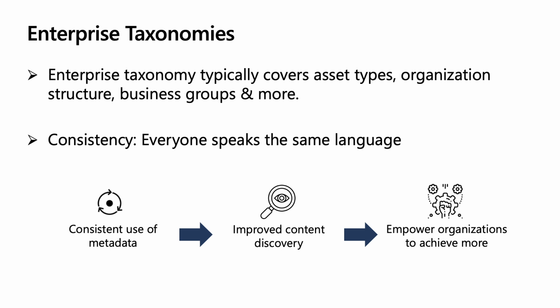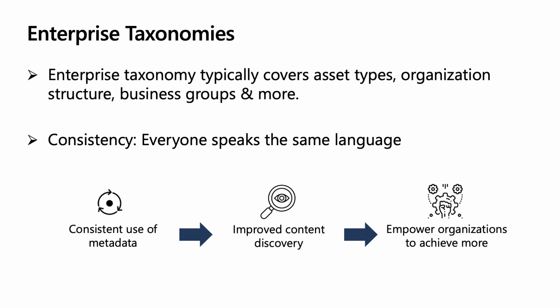If your metadata is consistent and everyone refers to the same concepts with the same names, it improves the findability and discoverability of your content. You no longer need to think of all the different ways people may have referred to what you're looking for when you're searching or filtering for something. And if people in your organization can find and discover content faster and with ease, it makes them productive and makes your organization able to achieve more.